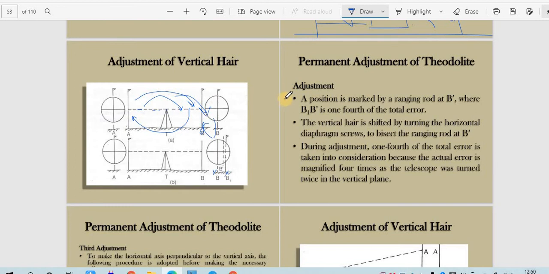Now how to adjust this? A position is marked by the ranging rod at B where BB1 is 1/4 of the total error. So you will have to take 1/4 of the error BB1 and mark the point over there. You can see that this BB1 is this distance. Whatever the distance is coming out to be, you take the 1/4 part and mark it from B. So this has been marked.